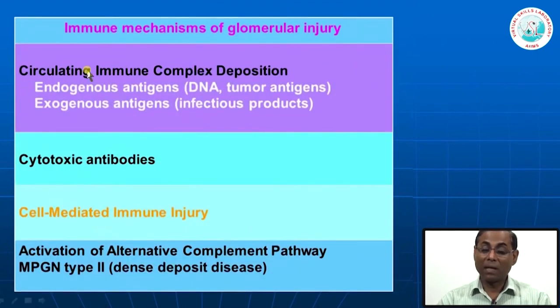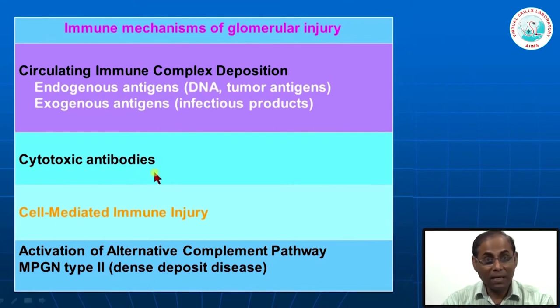Then there may be circulating immune complex deposition, like endogenous antigen. This can happen in situations like systemic lupus erythematosus, or in the case of tumor antigens, in different kinds of malignancy. But exogenous antigens are a very important cause of pathogenesis in post-infectious glomerulonephritis. We will come to that, where streptococcal infection particularly can lead to circulating immune complexes, which can get deposited in the glomeruli, producing immune mediated injury.